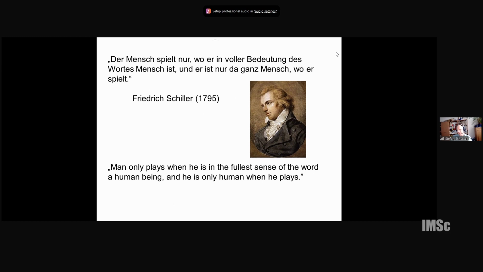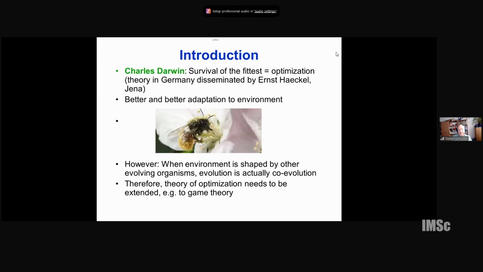So this is an interesting quote, but it's more about playing, whereas we apply game theory to serious situations and not so much about games or playing. So, the application in biology. I would like to start with Charles Darwin, who came up with the concept of survival of the fittest. And fittest implies some optimization, because only the best or the second best will survive.